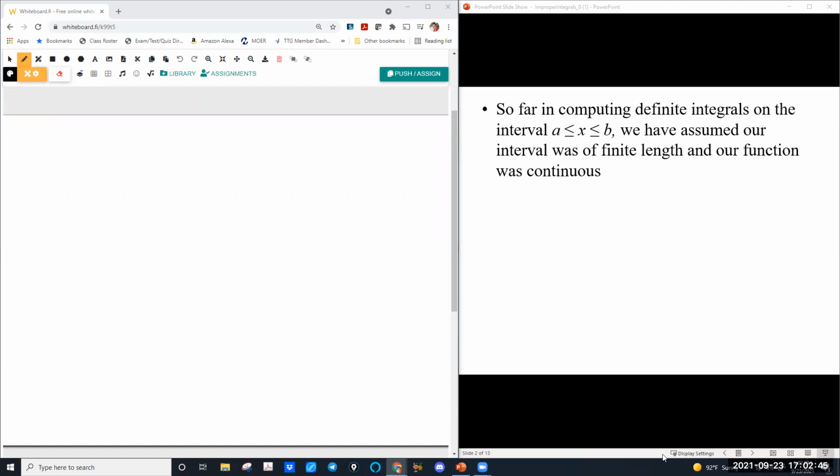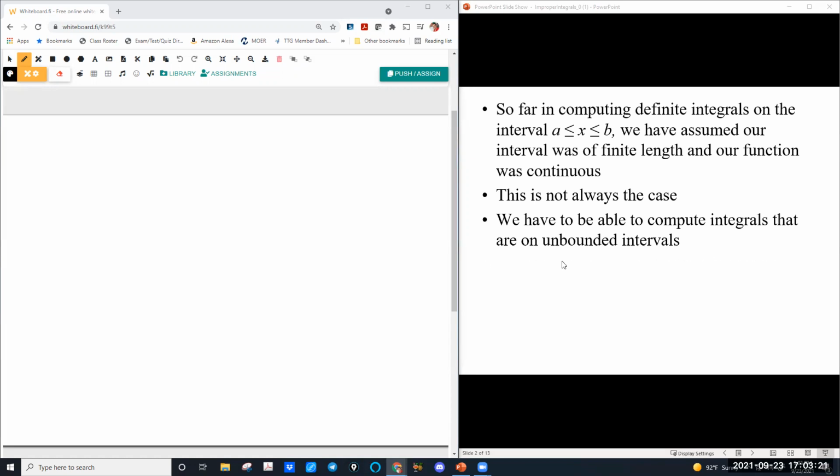So far in computing definite integrals, we've been on the interval a to b. We've assumed our interval was finite length and our function was continuous. We talked a little bit about this last time when I was giving a little bit of motivation for numerical integration. Life isn't made up of continuous functions, and it's not always made up of finite intervals. So we need to be able to accommodate those. Numerical integration was the way we dealt with it on Tuesday. Now we're going to talk about improper integrals.